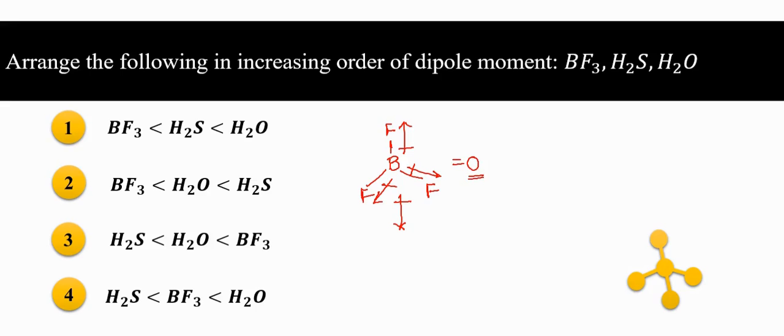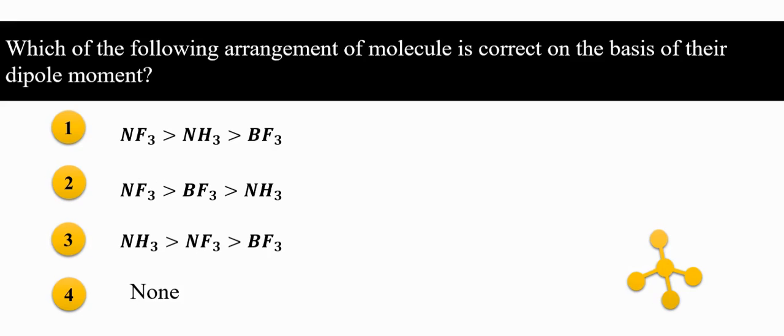But in the other cases, based on the electronegativity, we can differentiate. As the electronegativity increases, polarity is more, therefore dipole moment also increases. So for this particular question, the correct answer is: in case of BF3, dipole moment is less, then H2S, then slightly more in H2O. So the correct option is 1. We'll move into the next question.